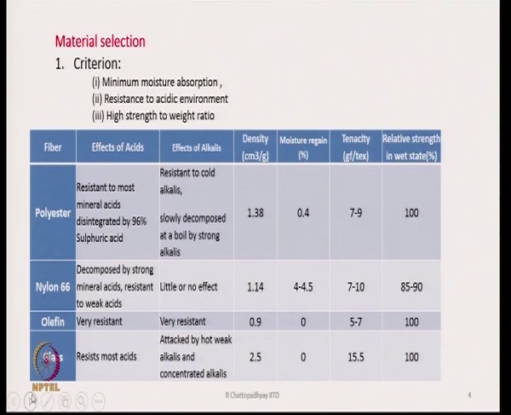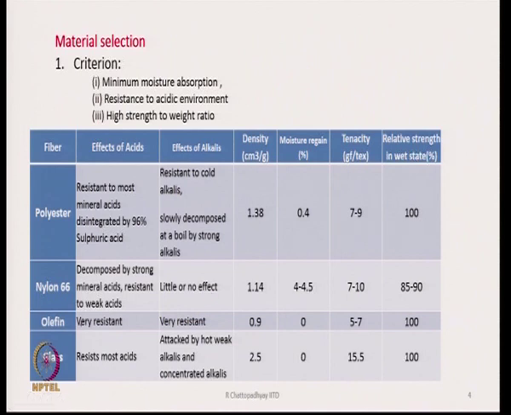So, if we like polyester, because it is an acidic medium, we need to know what could be the reaction of polyester to acids and alkalis. Accordingly we can choose the right fiber. Polyester is resistant to most of the mineral acids, but disintegrates in 96% sulfuric acid. It resists cold alkalis and is slowly decomposed at boil by strong alkali. Nylon is decomposed by strong mineral acids and resistant to weak acids, while with respect to alkali there is little or no effect.